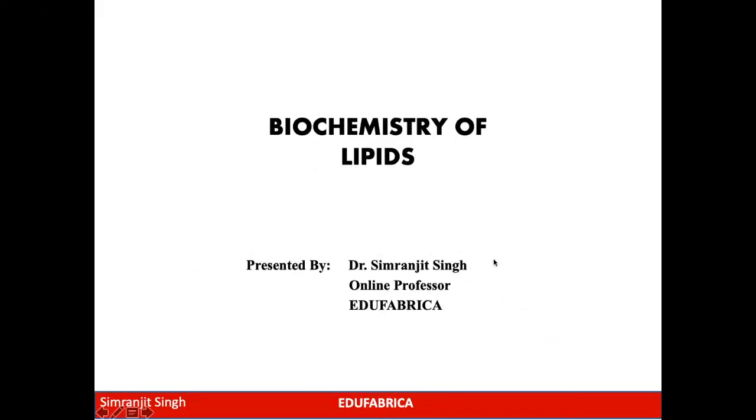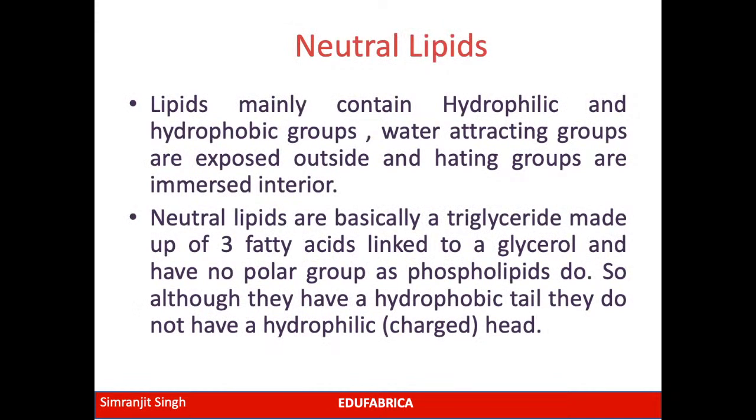So, biochemistry of lipids. Lipids could be neutral lipids. Amphipathic lipids contain a hydrophilic and a hydrophobic part, the water-loving and water-hating groups, where the water-attracting groups are mainly exposed outside and the water-hating groups are buried in the interior. The neutral lipids are basically triglycerides made up of three fatty acids linked to glycerol, and have no polar group, unlike phospholipids. So they have the hydrophobic tail, but they do not have a hydrophilic head at all.